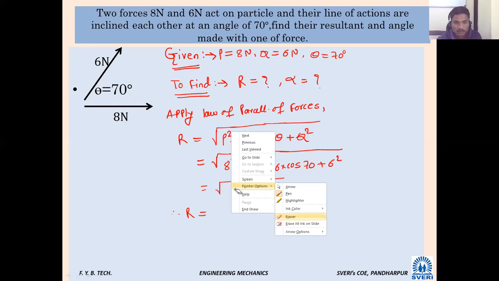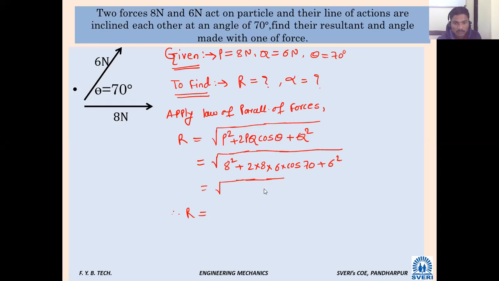Sir, correct. How much? 132.83. And R is equal to 11.52. Very good. 11.52 is correct.